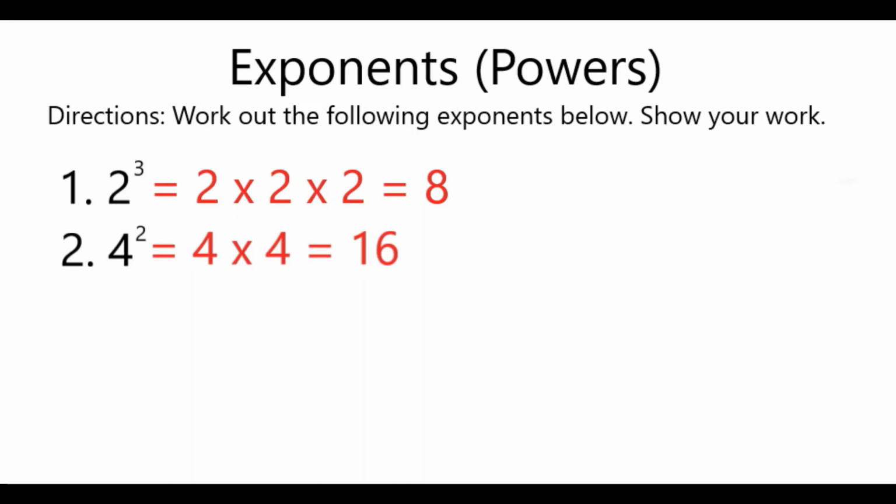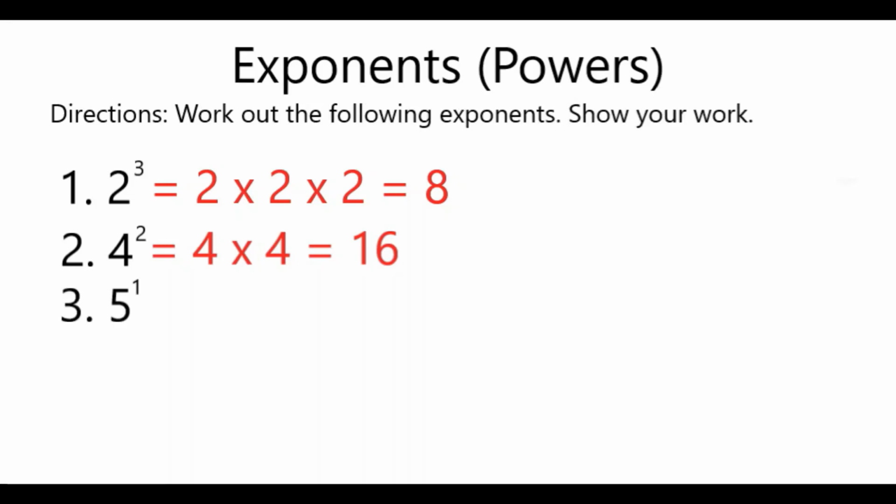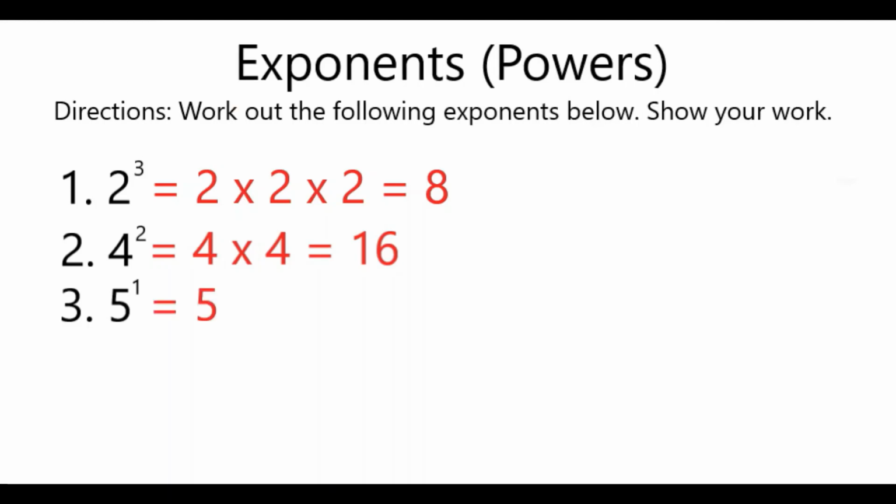Looking at number 3, you've got 5 to the 1 power, or the 1st power. Now this one's a little tricky, because if you're looking at the other exponents for the first 2 examples, it tells you how many times to write out the number. So for here, that's just writing out 5 again. So the answer is just 5. There's nothing else to write but that. Okay.